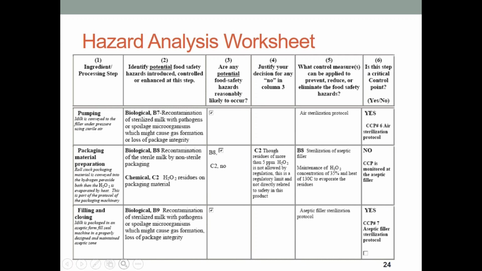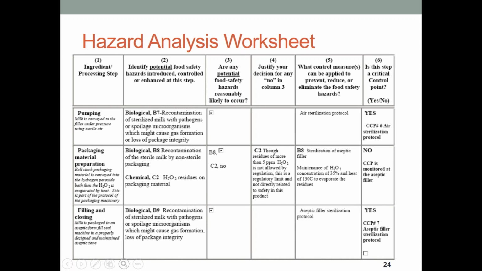Okay, what are the potential food safety hazards there? Recontamination of sterilized milk with pathogens could be a problem, or spoilage microorganisms that might cause gas formation or loss of package integrity might take place. How do we deal with that? Well, the control measure or the preventive measure is the air sterilization protocol that we use.